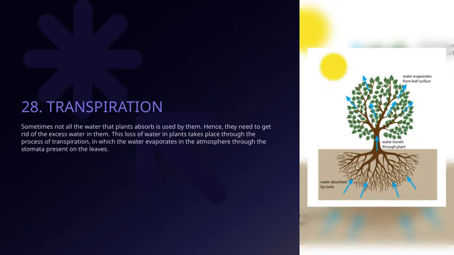Now, let's talk about transpiration. Sometimes, not all of the water that plants absorb is used by them. Instead, they need to get rid of the excess water to maintain balance and proper functioning. This process is called transpiration. Essentially, water inside the plant evaporates and escapes into the atmosphere through tiny openings on the leaves called stomata. These stomata act like little pores that regulate water loss and gas exchange.